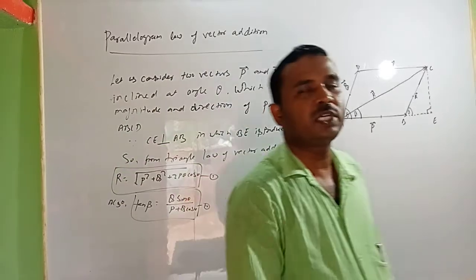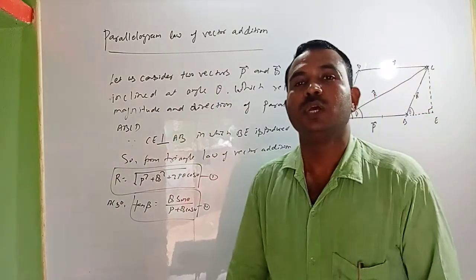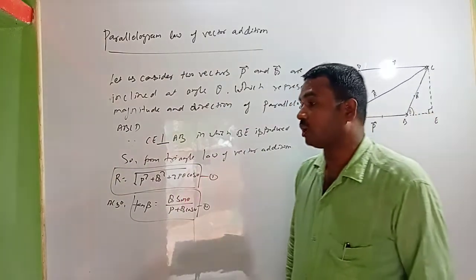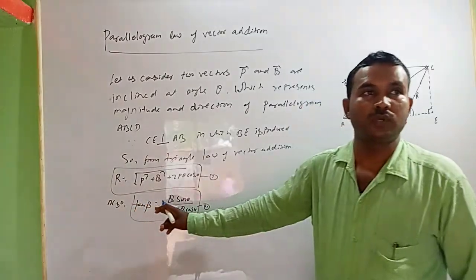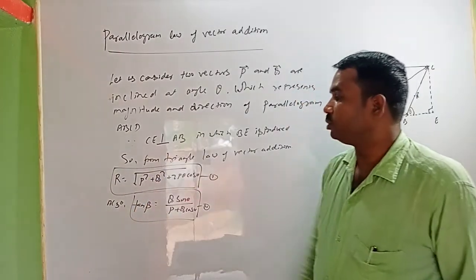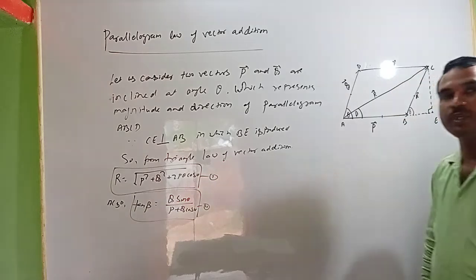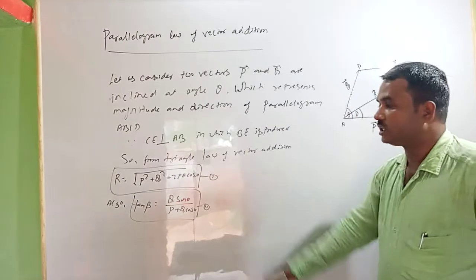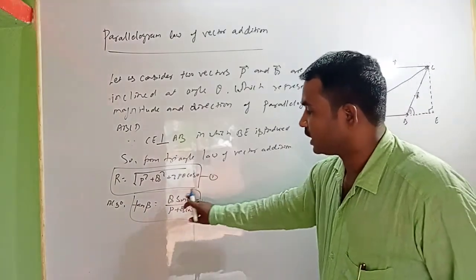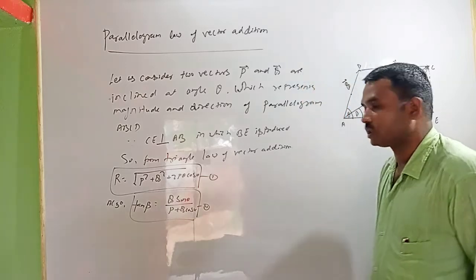Student, with the help of the triangle law of vector addition, we got two formulas: R is equal to root under P square plus Q square plus 2PQ cos theta, and tan beta is equal to Q sin theta divided by P plus Q cos theta.